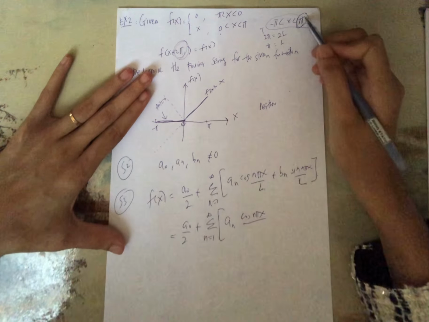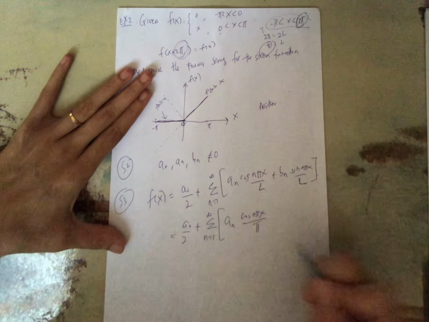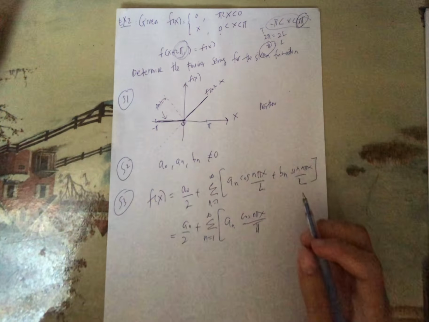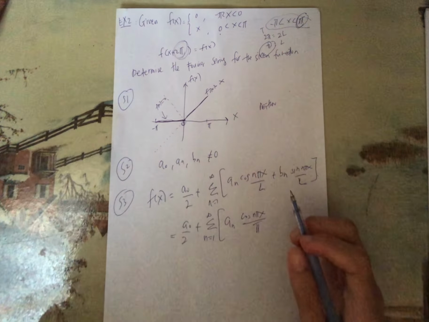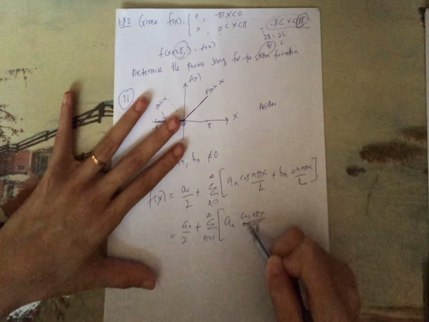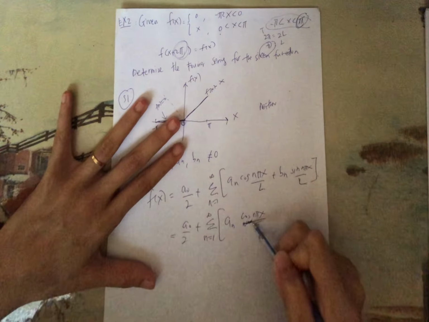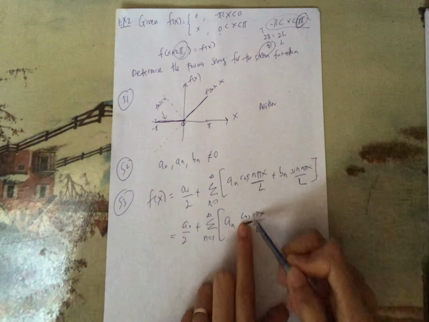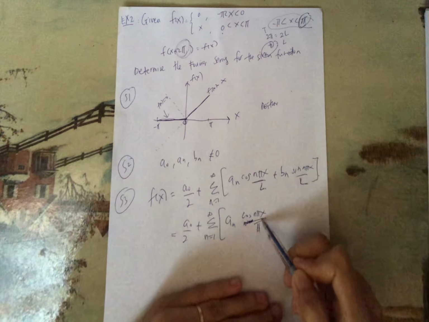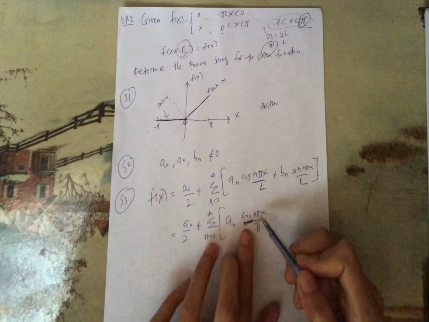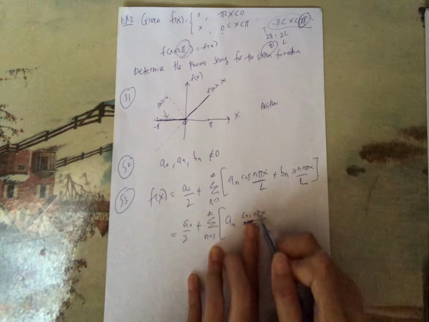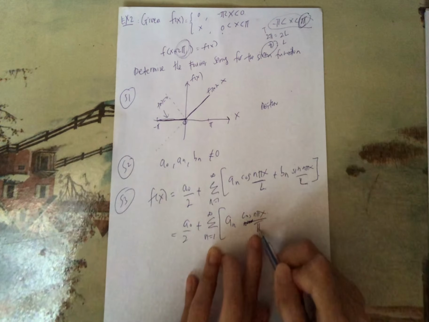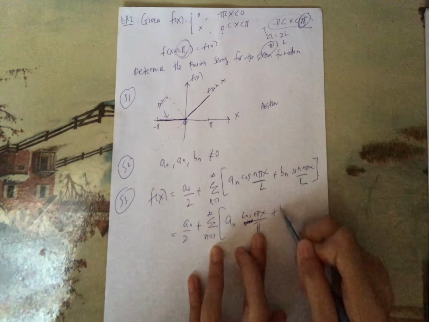Your L is equal to pi. Okay, make sure you are careful on this one. This line is supposed to be under the n pi x, not under the cos. It is supposed to be under n pi x only. So make sure you write carefully.